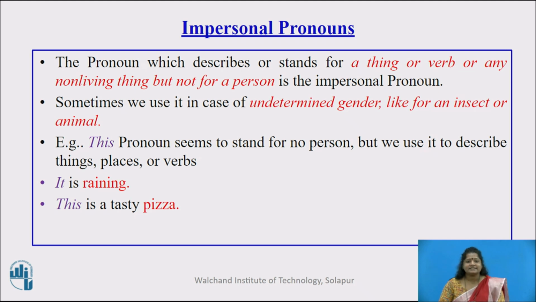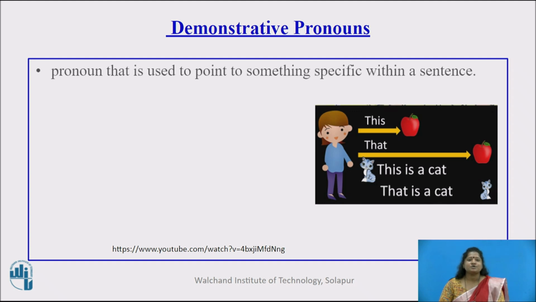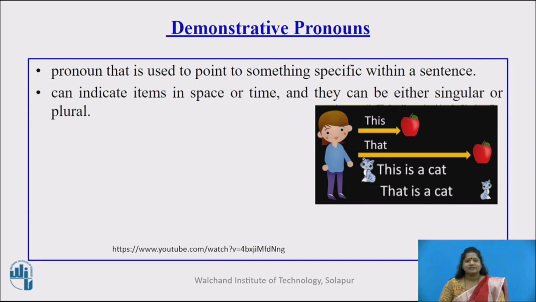The second sentence is: this is a tasty pizza. Here, the pronoun this is impersonal because it talks about pizza, which is a non-living thing. Another type of pronoun is the demonstrative pronoun. This, that, these, those are all demonstrative pronouns. A pronoun that is used to point to something specific within a sentence is called a demonstrative pronoun. Demonstrative pronouns indicate items in space or time, and they can be either singular or plural.